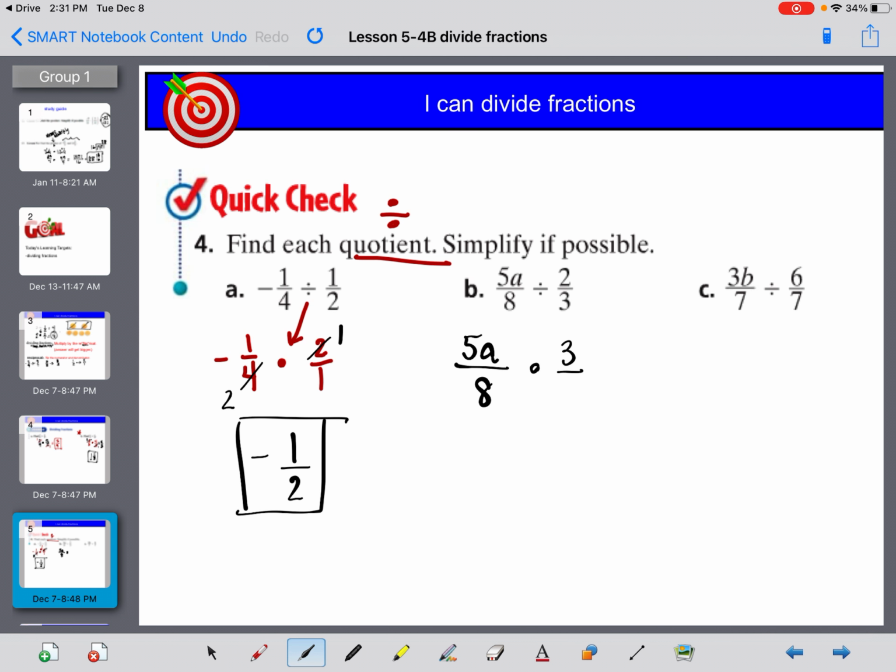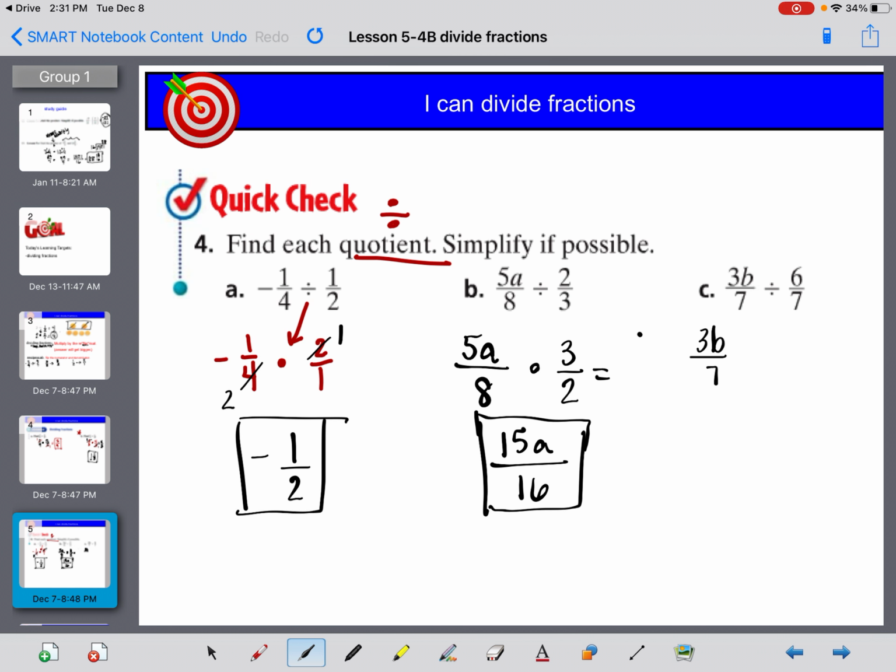5a over 8 times 3/2. 5a and 2 have no common factors, and 3 and 8 have no common factors. So I simply multiply the numerators, and I get 15a. Then I multiply the denominators and get 16, and leave it like this. I can't simplify that. Just leave it like that.